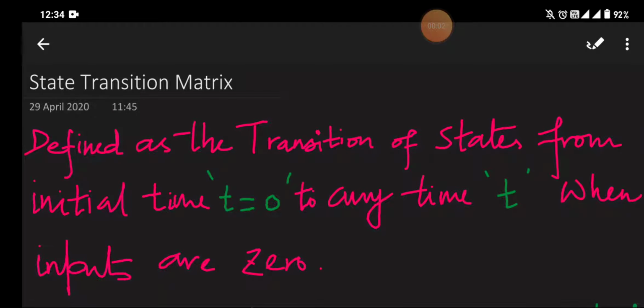Welcome back, students. Welcome to the video lecture in Signals and Systems. The topic for today's video lecture is state transition matrix.